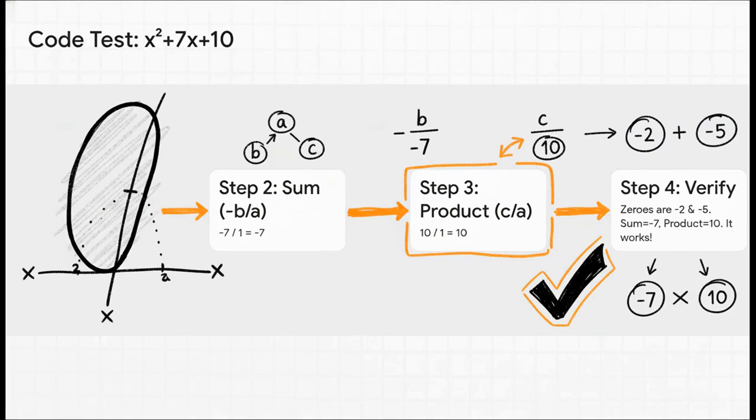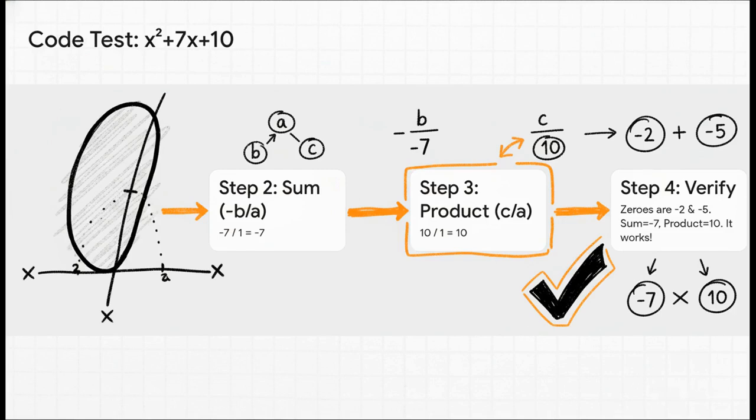Take x squared plus 7x plus 10. So a is 1, b is 7, and c is 10. According to our code, the sum of the zeros should be negative b over a, so negative 7 over 1, which is just negative 7. And the product should be c over a, which is 10 over 1, so 10. Now, the actual zeros for this thing are negative 2 and negative 5. So let's check. What's negative 2 plus negative 5? It's negative 7. And what's negative 2 times negative 5? It's positive 10. It works perfectly.